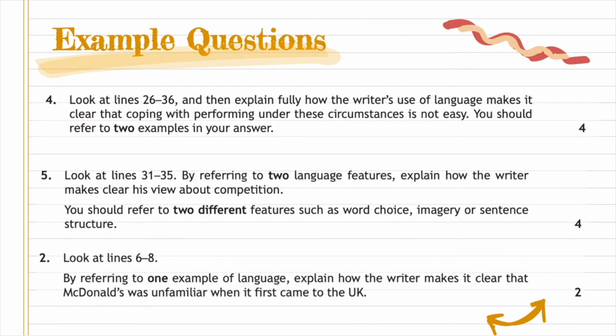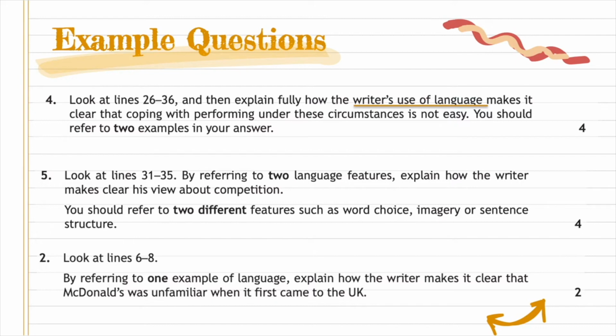Let's go through the example questions together so we know how to look at a question and know if imagery is an acceptable answer. Question 4 says, look at lines 26 to 36 and then explain fully how the writer's use of language makes it clear that coping with performing under these circumstances is not easy. You should refer to 2 examples in your answer. The phrase writer's use of language will automatically stand out. This is a phrase that lets us know that we are going to be looking for language features such as imagery, tone, word choice, or sentence structure. We have a choice here, so we know that imagery is an option.